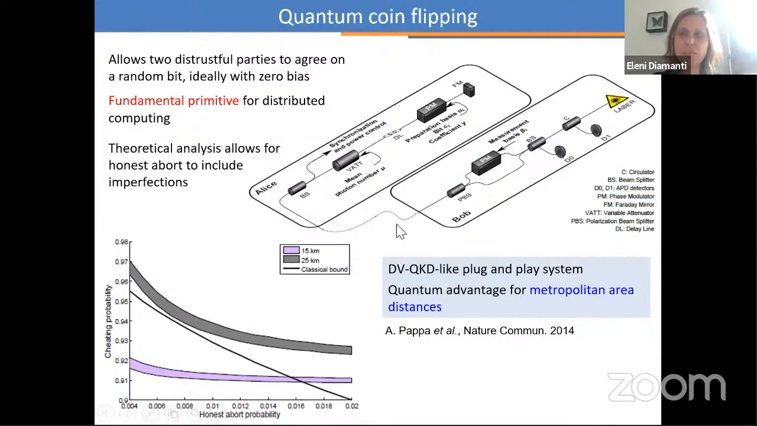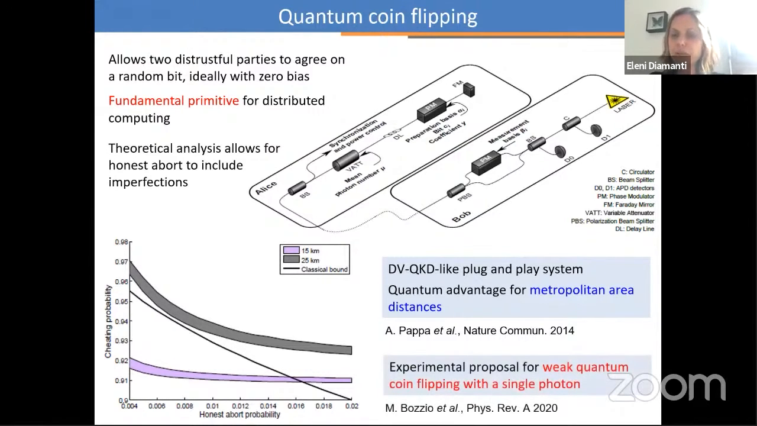You see here the proof of the quantum advantage is that the cheating probability that you see here is smaller than what you would get with a classical bound. So it's the purple zone that shows the quantum advantage with respect to this black line that shows what would be classically possible with the same resources. And this is plotted as a function of the honest abort probability because it shows the importance of considering such imperfections.